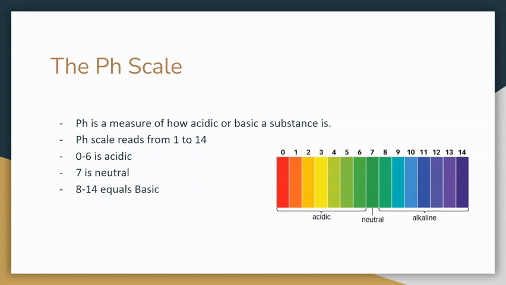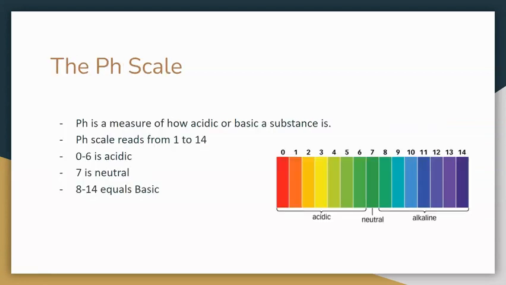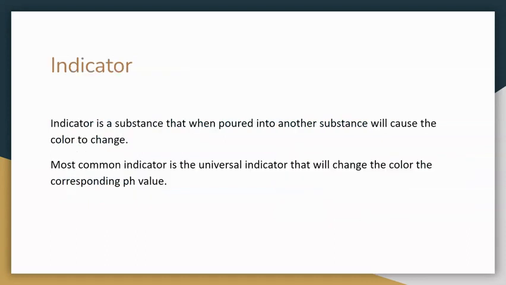The pH scale is color-coded, showing that the more acidic something is, the closer to red it is, and the more basic something is, the closer to purple. To visually see this, we can use an indicator. An indicator is a substance that, when you pour it into another substance, will change the color, which will show the color on the pH scale. So let's say I had bleach in a beaker and then poured in an indicator, it would show 12 being purple, specifically that shade of purple. The most commonly used indicator is the universal indicator. This works in all substances, and this is the indicator that shows the color corresponding to the pH value.